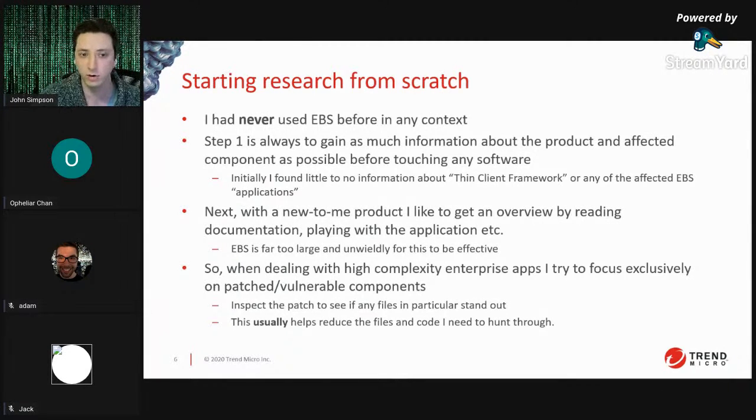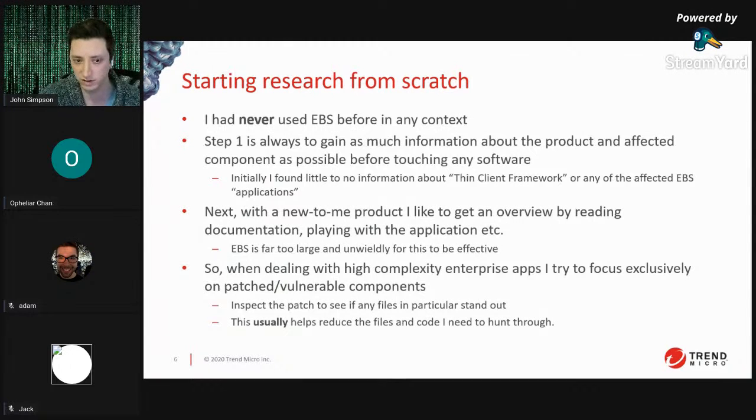So initially I found little to no information about what Thin Client Framework was at all, or any of the affected EBS applications. So in that case, what I tend to do with a product that I've never used before is I like to get an overview by reading the documentation, playing with the application, etc. Well, with a giant sprawling enterprise ERP application like this, I really have no chance of that being terribly effective. I'm not going to possibly walk through even a fraction of a percentage of the functionality of the application just by poking around randomly. So when I deal with that kind of situation, we have to start to focus exclusively on patched and vulnerable components.